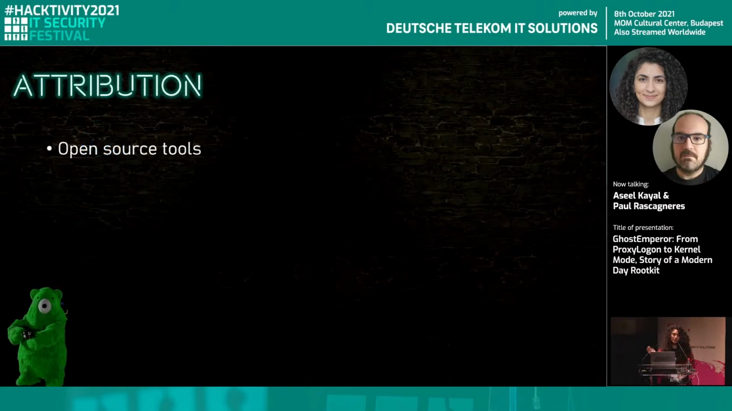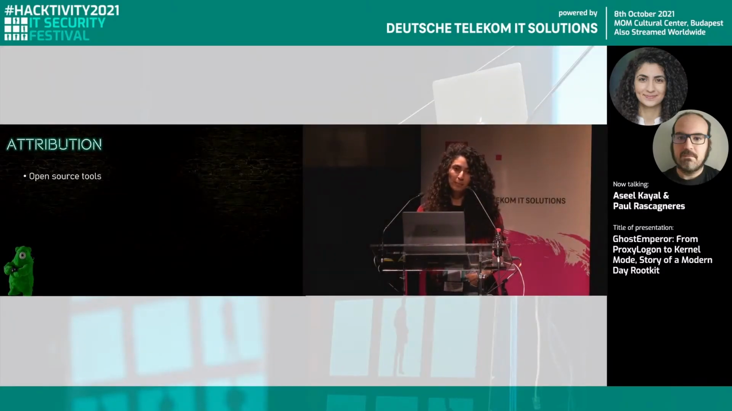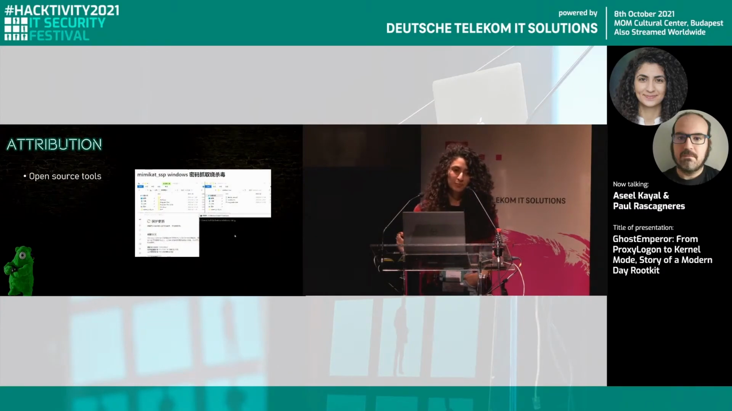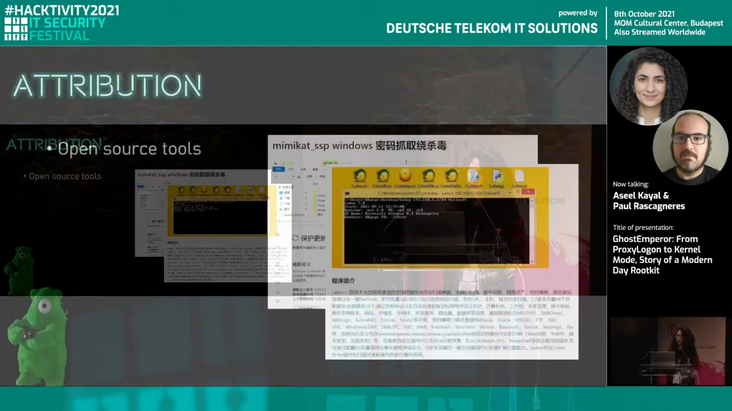With all of what we mentioned in mind, we attribute this activity to a Chinese-speaking threat actor based on multiple findings. First of all, some of the tools that we saw the attackers using are quite popular among Chinese-speaking attackers, such as Mimikat SSP, which is available on GitHub, and it's just a tool that is based on Mimikatz, and another tool called Ladon, again available on GitHub, and this one assists in lateral movement across the network.